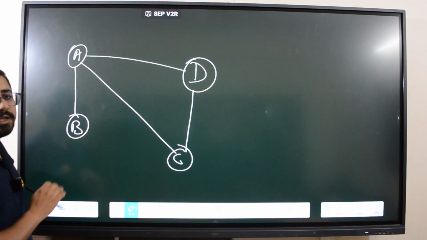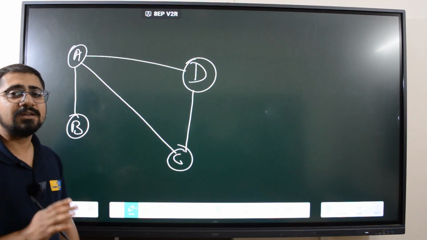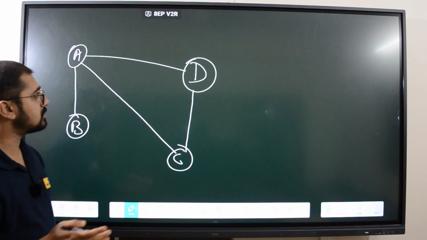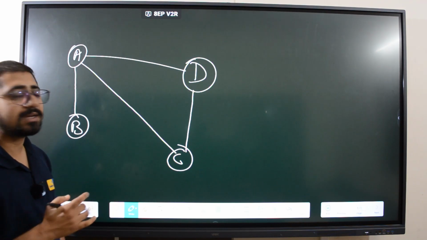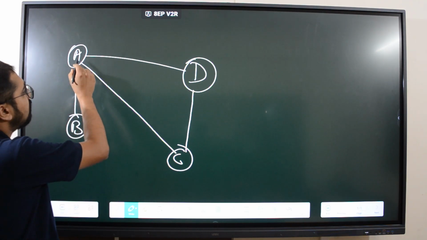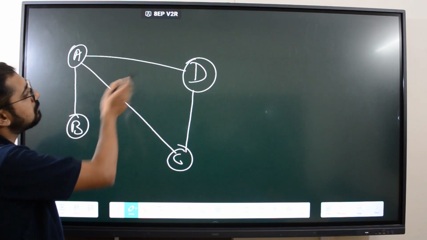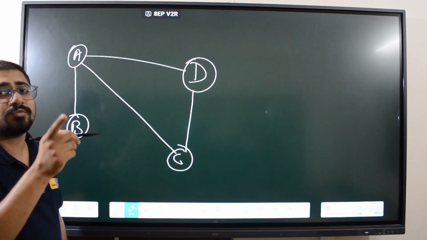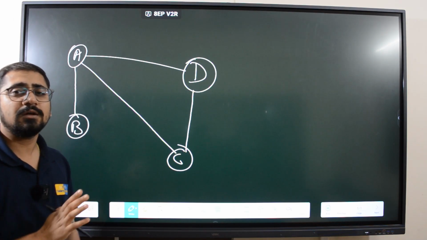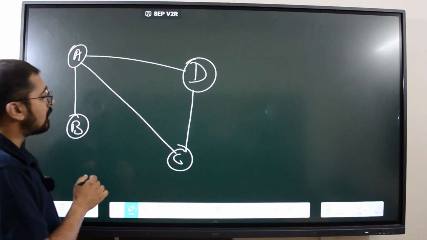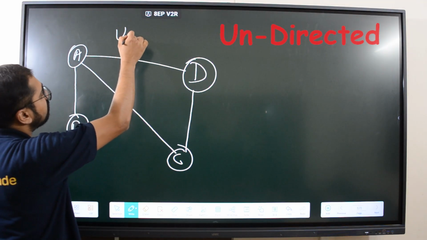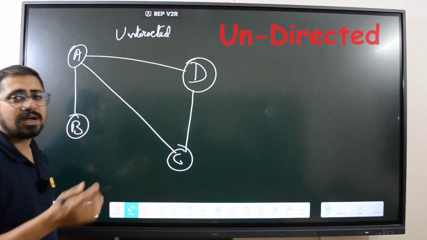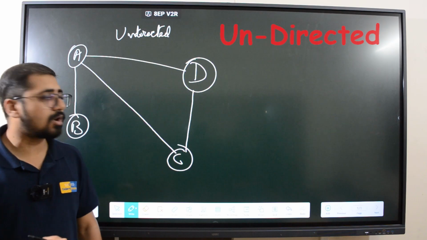You can see that here we have a graph. Now is there any direction given on any of these edges? No, there is no direction given on any of the edges. If I look at the edge between A and D, I can go from A to D, and also I can go from D to A. Both are possible here. So this is called an undirected graph, because the direction is not given here.